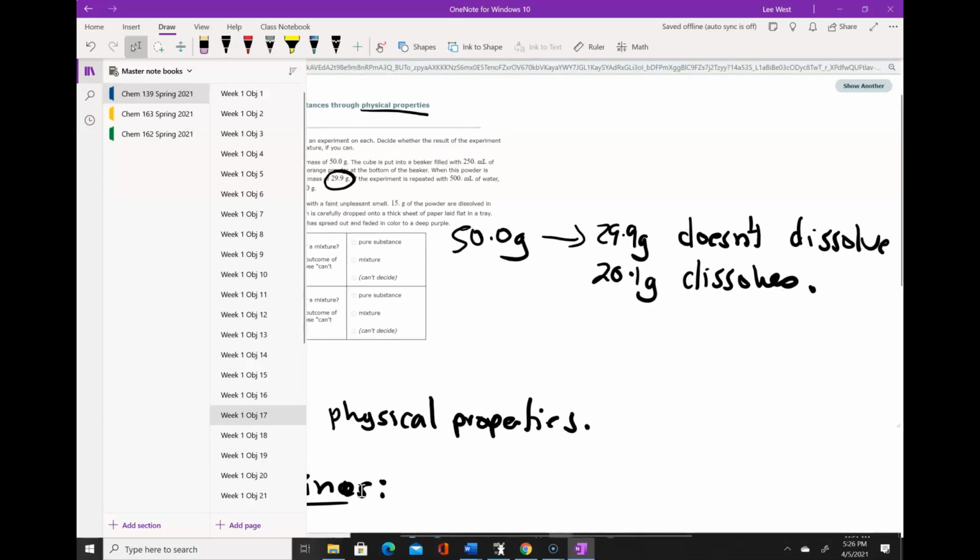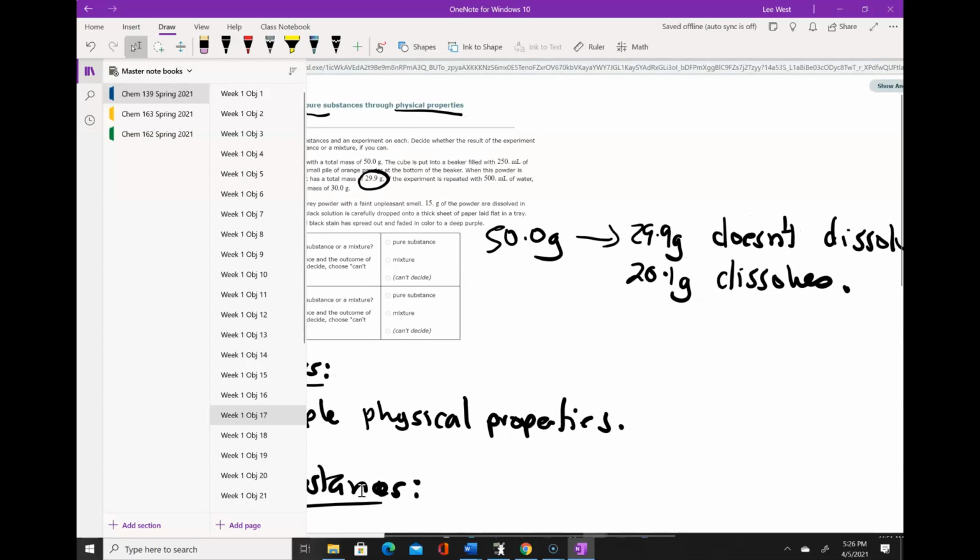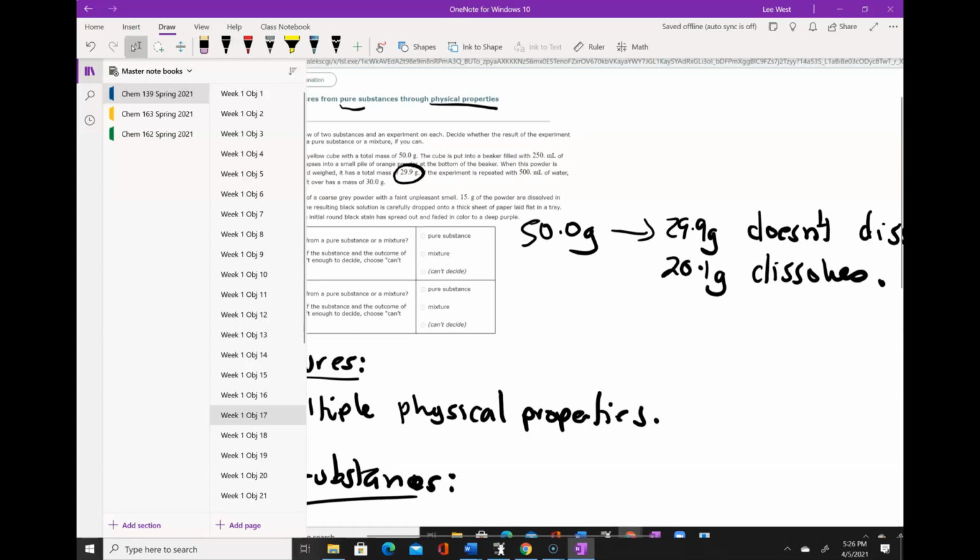Okay. So that's when you dissolve it in 250 mils of water. And then you're going to do it again. And you do it again, but this time you use twice as much water. All right, so that's with 250 mils. Okay, so now you do it again. You take 50 grams. And you do it this time with 500 mils.